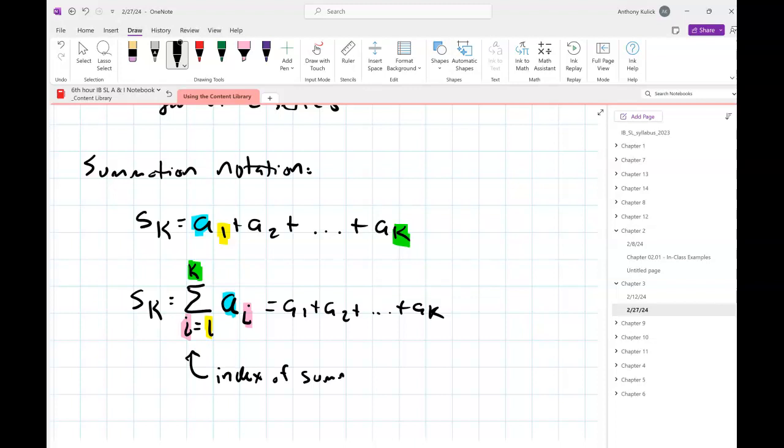That letter I is what we call the index of summation. And the 1 would be like the lower limit. And the k would be like the upper limit. I don't know if they use that vocab in the homework or not, but let's go ahead and introduce it.